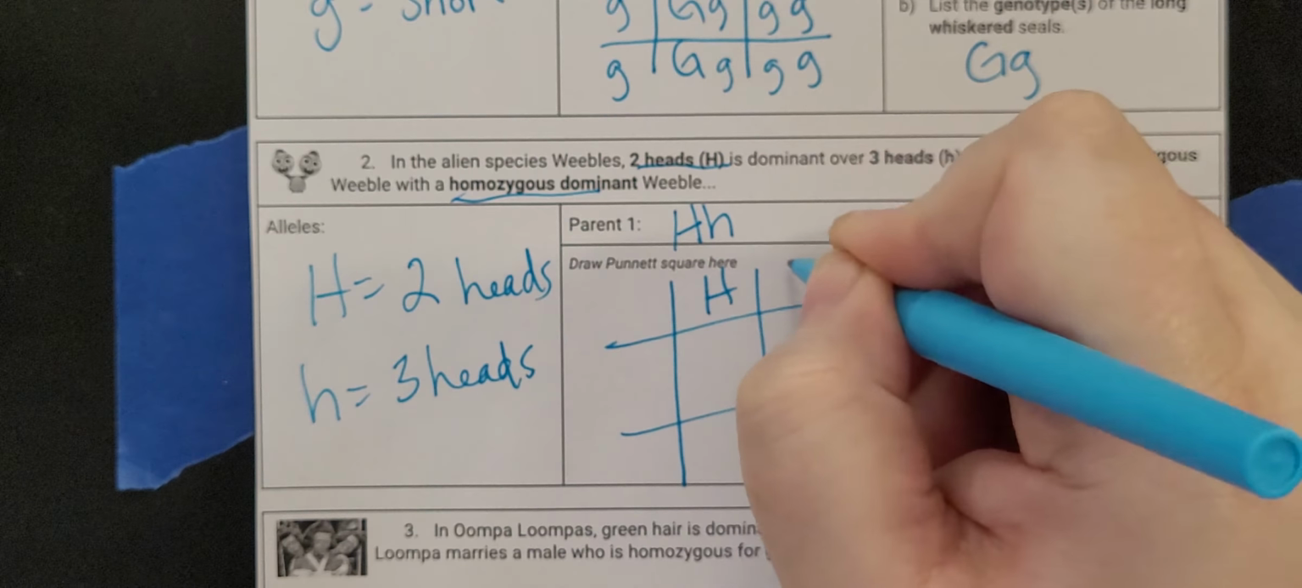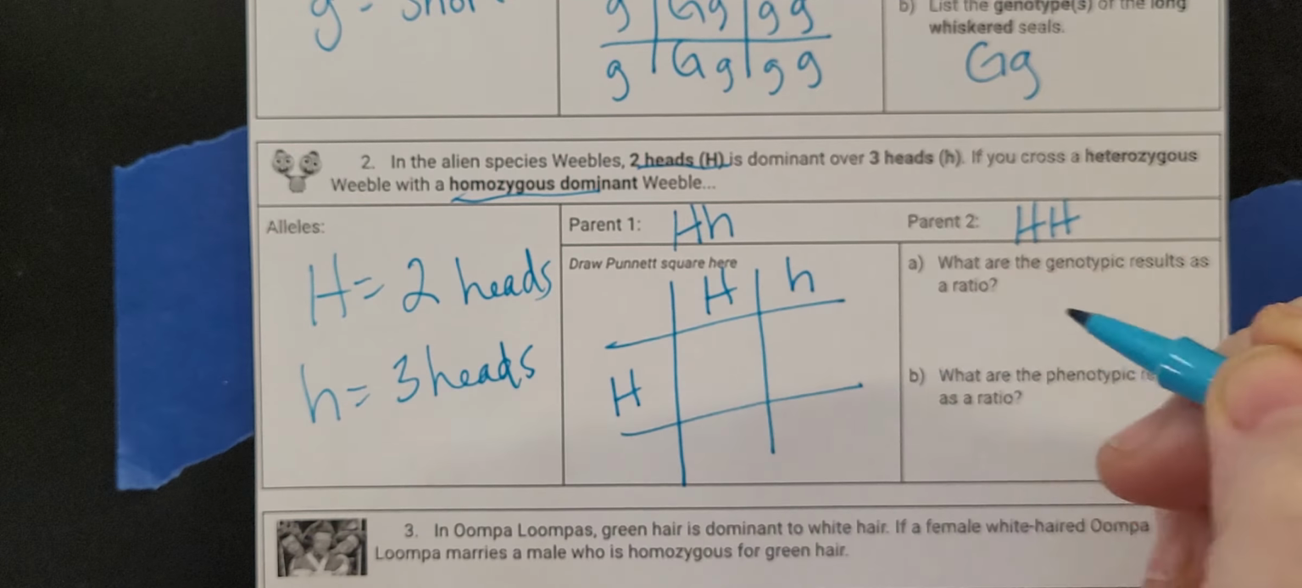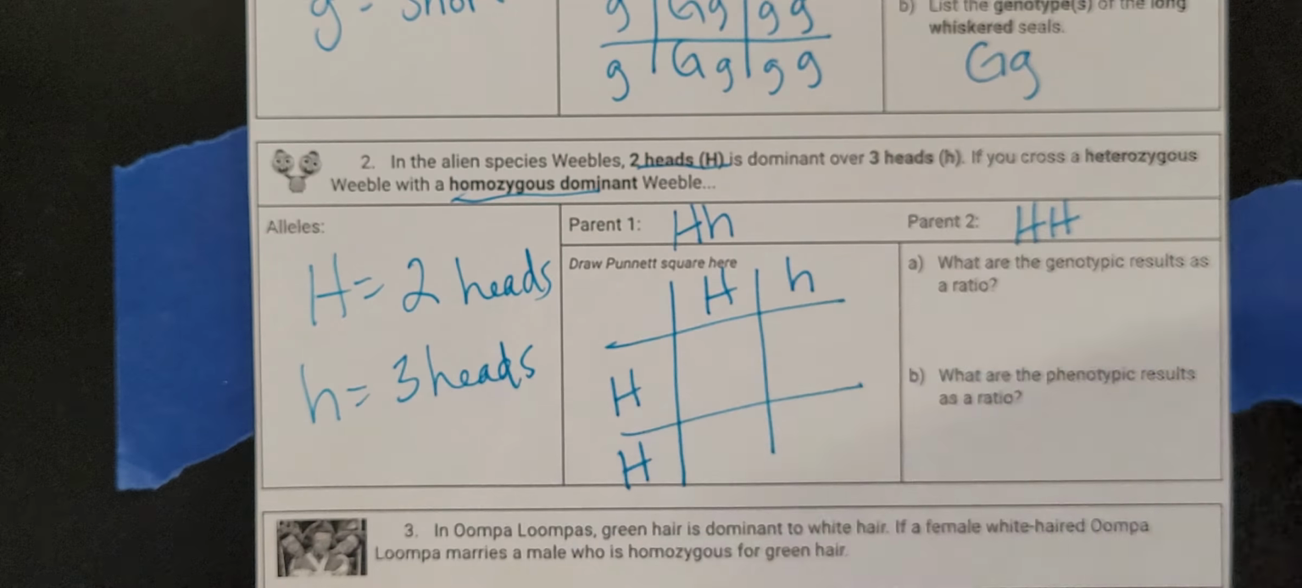Then I'm going to do my Punnett square. One parent there, one parent there. These drop down, these slide over, so this H goes here and here. This H goes here and here. This H slides over, and so does this one. Okay, now you answer the question.